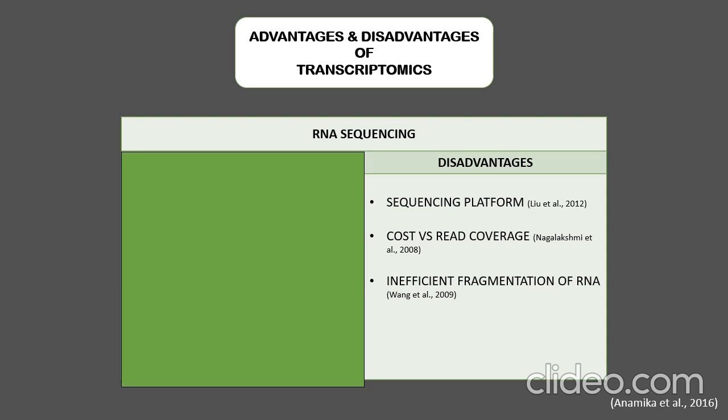The next one is about the cost versus the read coverage. If we want to use a higher read coverage, the cost will also increase. And the last one is about the inefficiency of the fragmentation of the RNA. In the step earlier, I mentioned the process of RNA fragmentation, and the problem with this step is that it is highly inefficient. Therefore, we will not be able to get our desired fragments frequently. So yeah.